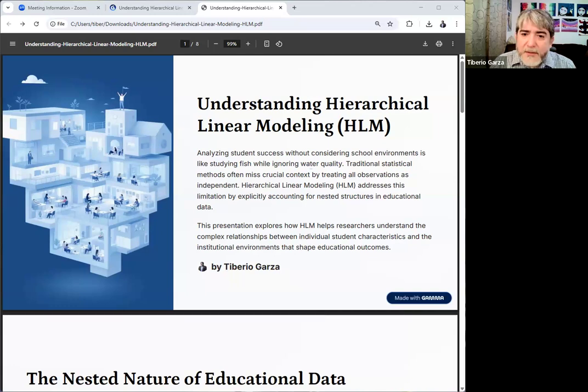I just wanted to talk about HLM or hierarchical linear modeling, also known as multi-level modeling.